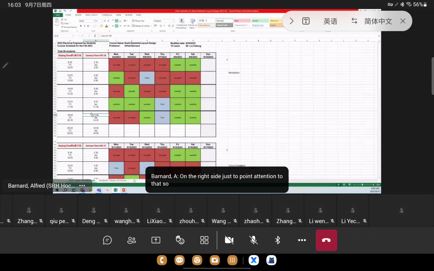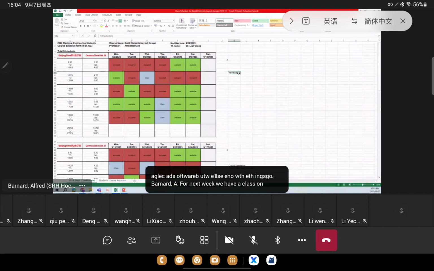On the right side, just to point attention to that: this week's classes, we will be mostly doing the theory and also the introduction. That's what we're doing now, and this has to do with the PowerPoint presentation. If we have time later in the class, I'll start the introduction of the Eagle CAD software, but we'll see how things go.